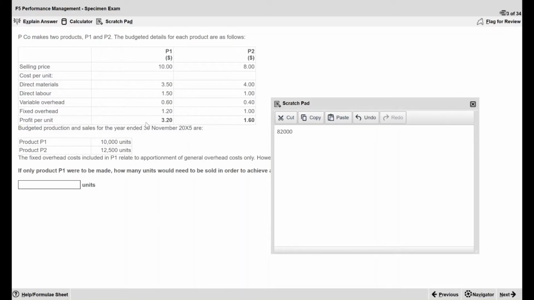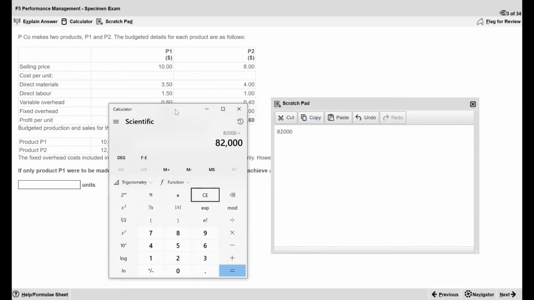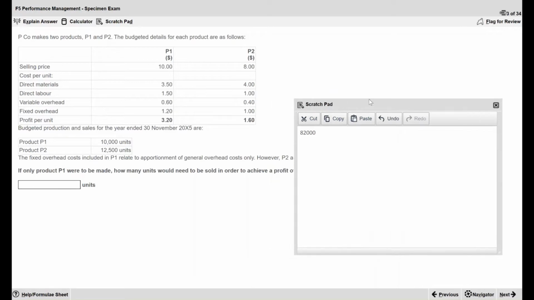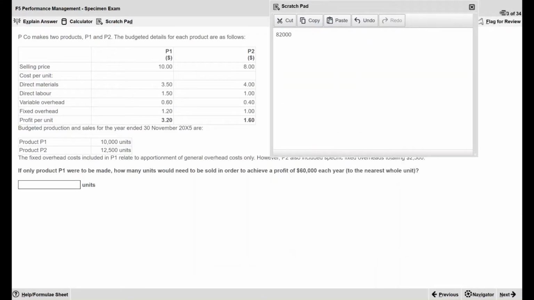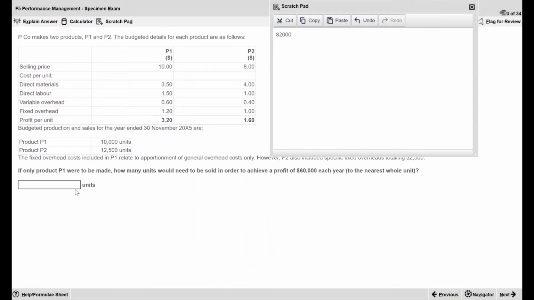So we have 3.20 here, which is profit per unit. If I add back the fixed cost of 1.20, that would make it 4.40. So take 82,000 divided by 4.40, that would give us 18,636 units. And they said here in the requirement to nearest whole unit, which means in this case it is 18,636 exact units.